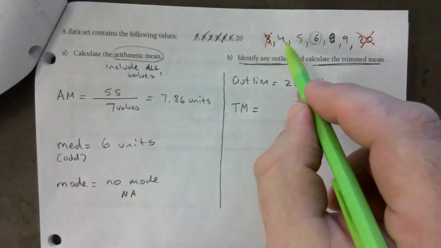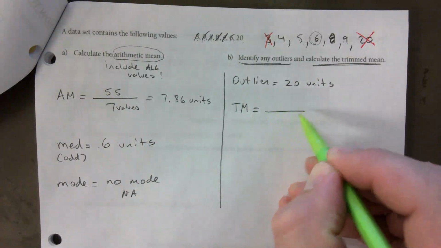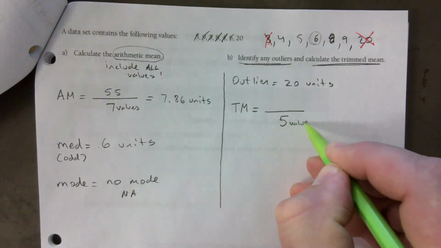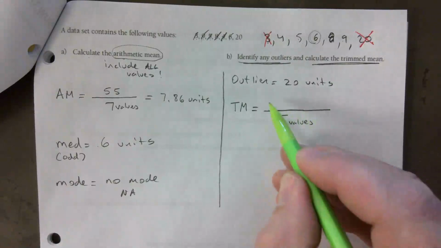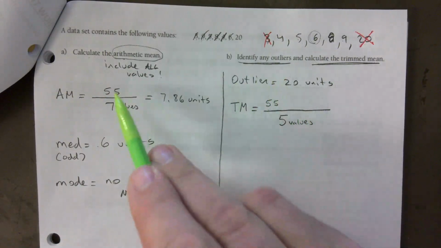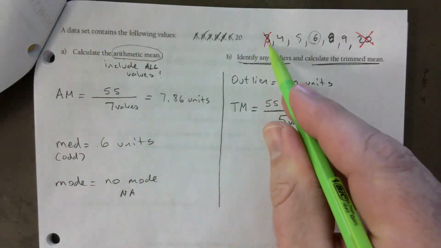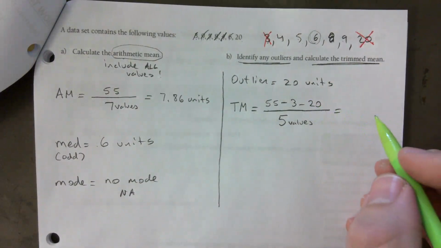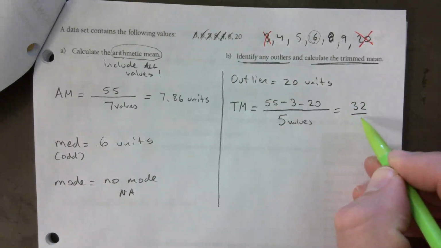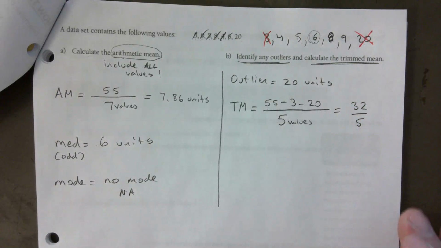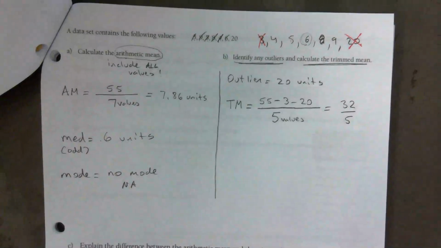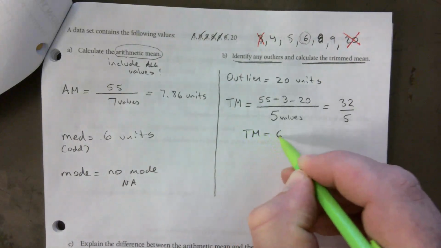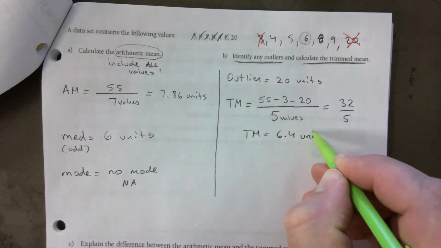Okay. So you have choice. You want to add what's left. One thing for sure is that I'm left with 5 values, correct? And this is up to you how you want to do it. I like to do it this way, 55, because I've already added everything up. And then I just subtract the 3, and I subtract the 20. And I'm left with 32 over 5. Can I fit that in there? It's going to be tight. I'm just going to do it here. Trimmed mean is 6.4 units.